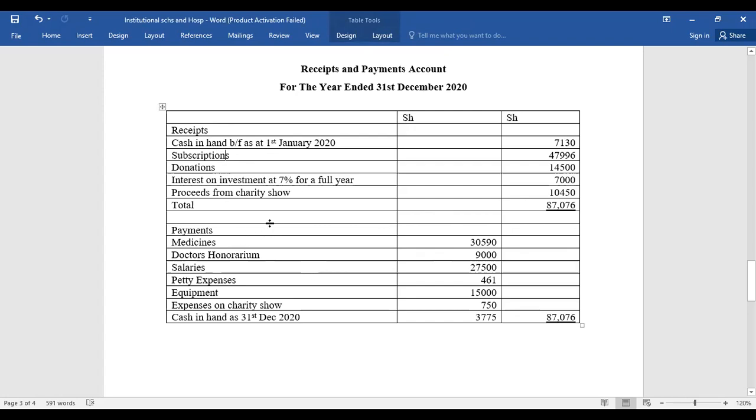Then we go to the payment side. We have the medicines, doctors' honorarium. This is what I was talking about. We go to salaries. Salaries will be for the other support staff, like the reception clerks. We have the janitors, those people who are cleaning the hospital, etc. Then, of course, we have the petty expenses.